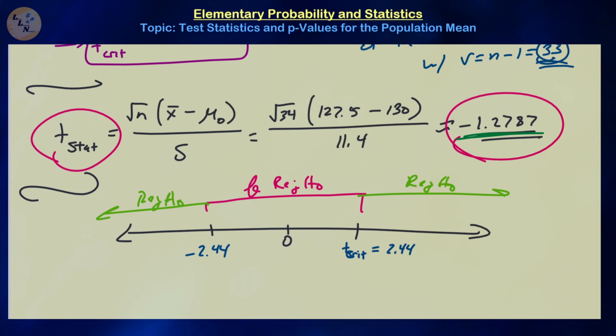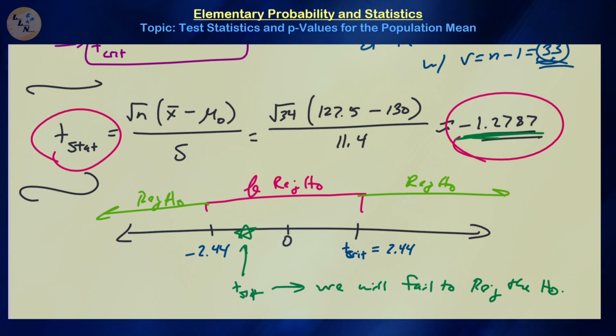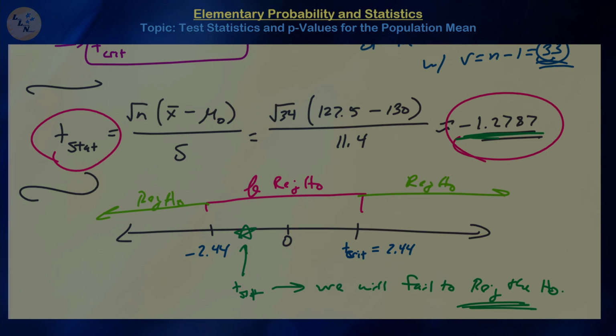Our test statistic is negative 1.2787, so that's located right here. Since we're in between our positive and negative critical values, that means we will fail to reject the null hypothesis. So that's how we actually go about doing hypothesis testing with test statistics, by comparing test statistics to critical values.